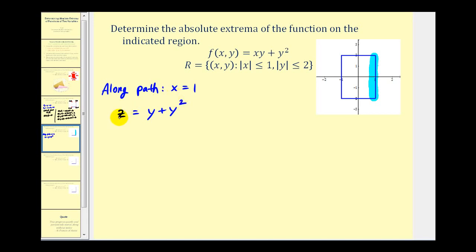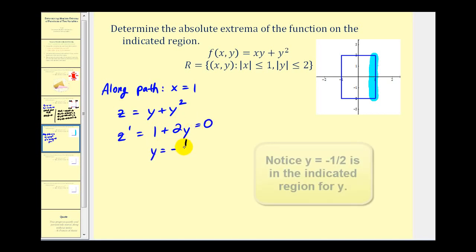So now we have a function defined in terms of one variable, so we can use our calculus techniques to determine the max or min of z by finding the first derivative and setting it equal to 0. So the derivative of z with respect to y would be 1 plus 2y. So if we set this equal to 0 and solve, we're going to have y equals -1/2.